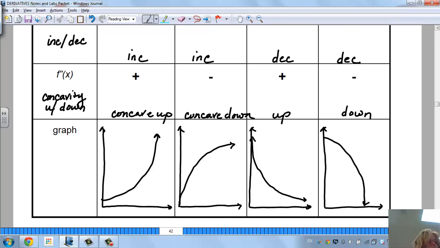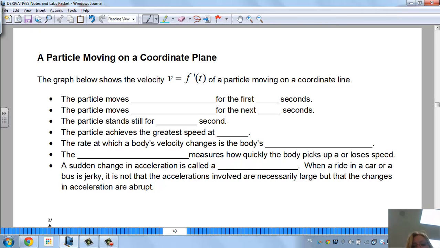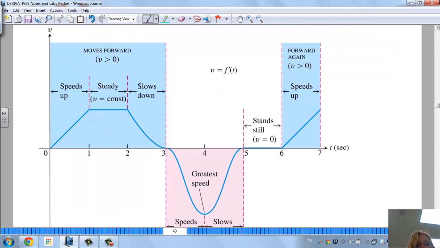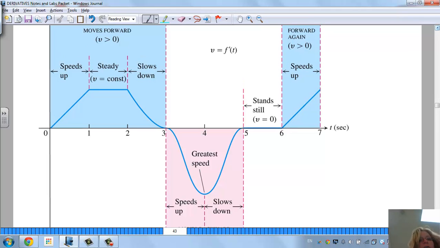So there is a little introduction and review for what we did before. Now we're going to talk about a particle moving across a coordinate plane. The only thing with this page is I've got all these things we have to fill in up here, and we're going to be referring to this picture a lot, okay? So I'm going to go up and down a lot. I apologize for that, but you've really got to look at this, all right? So we're going to talk about it, then I'll go up and fill it in.